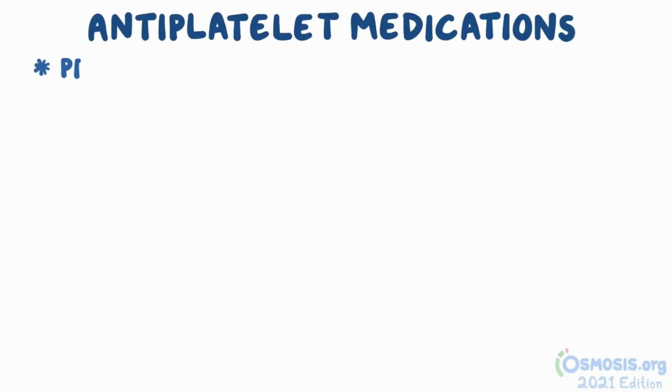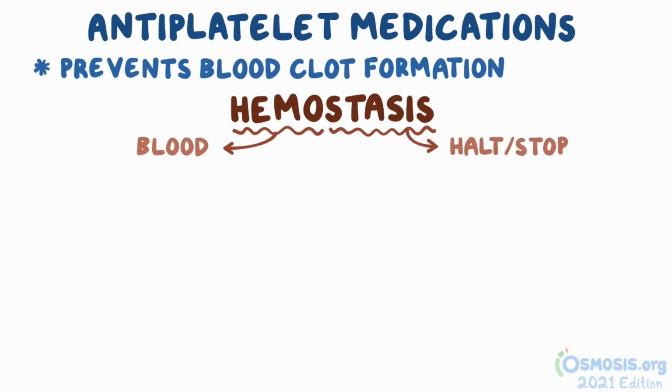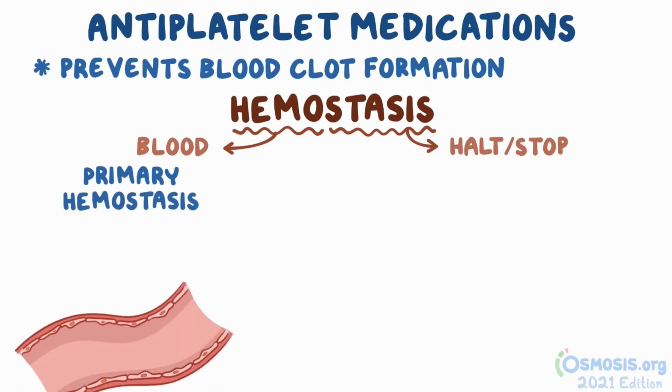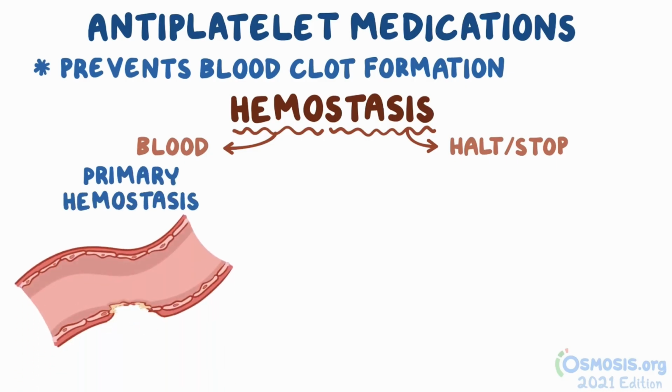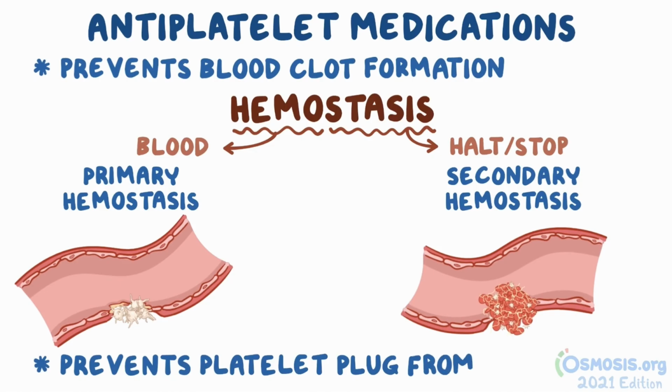Antiplatelet medications prevent blood clot formation during hemostasis, where hemo means blood and stasis means to halt or stop. Hemostasis is divided into primary hemostasis, where circulating cell fragments called platelets form a plug at the site of an injured blood vessel, and secondary hemostasis, which involves multiple coagulation factors working together to form a fibrin mesh to stabilize the platelet plug. Antiplatelet medications inhibit the steps of primary hemostasis to prevent the platelet plug from forming.